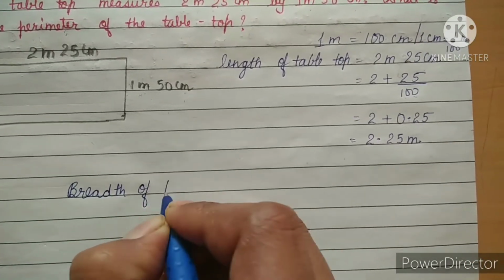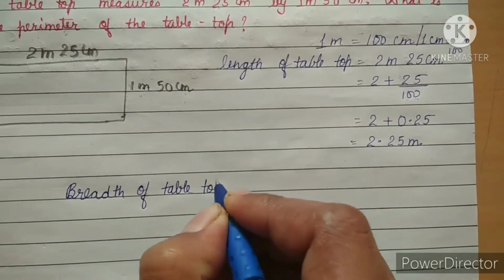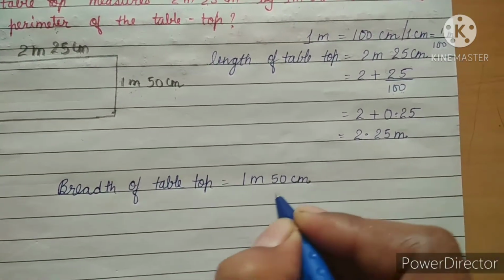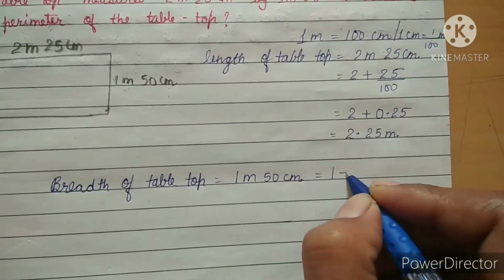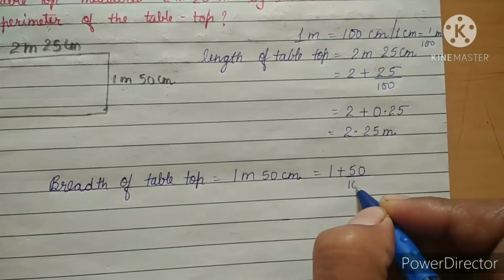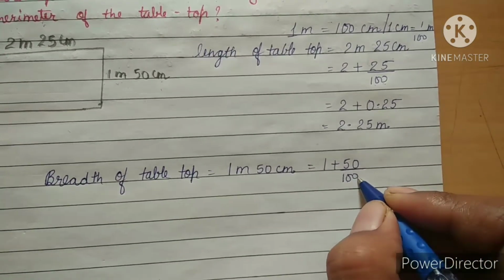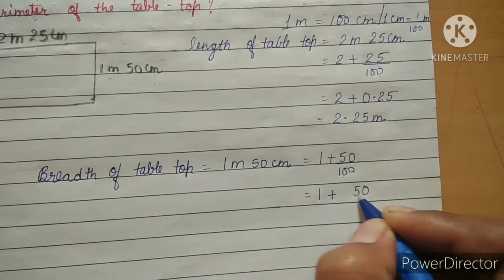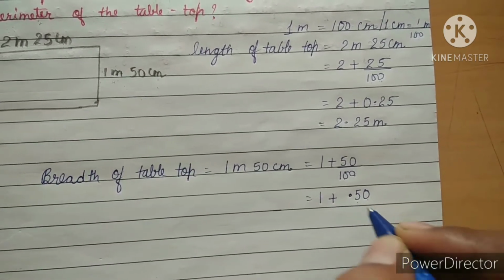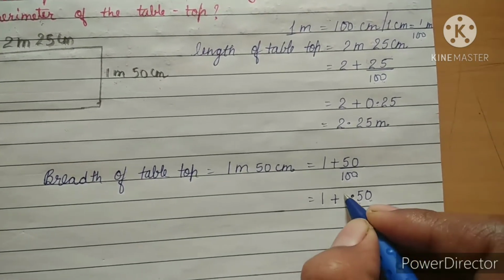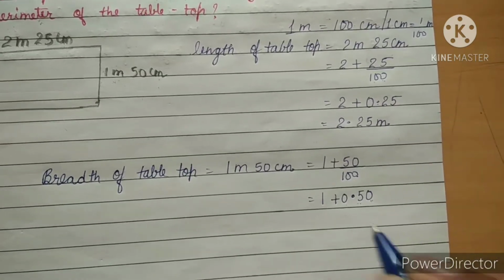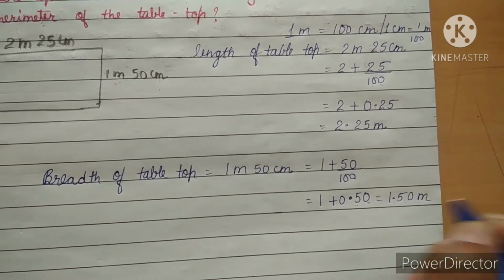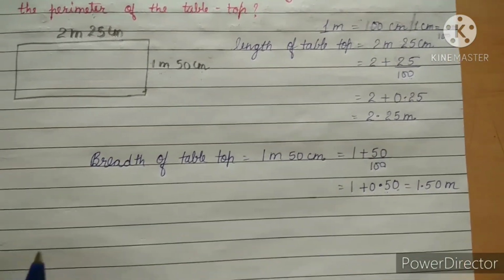Breadth of tabletop is 1 meter 50 centimeter. This 50 will be divided by 100. 100 is having 2 zeros, so in place of 2 zeros we have to leave 2 values, which is 5 and 0, then the decimal will come after leaving them. On the ones place we have to put 1. When we add them we will get 1.50 meter. Now we will take the perimeter.